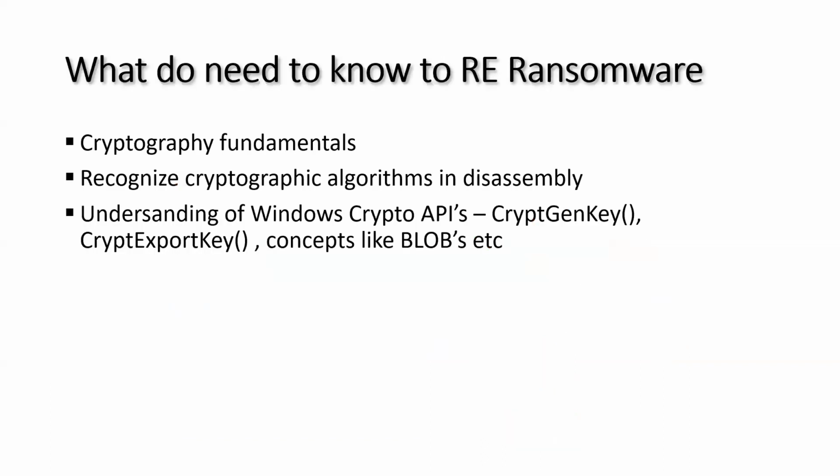In order to reverse engineer a ransomware, you should know the following stuff. You should know the basics of cryptography, and you should be able to recognize cryptography algorithm used in the disassembly. And you should have understanding of Windows cryptography APIs like CryptGenKey, CryptExportKey, and you should also understand the data structures which are used in the crypto APIs, structures like blobs.